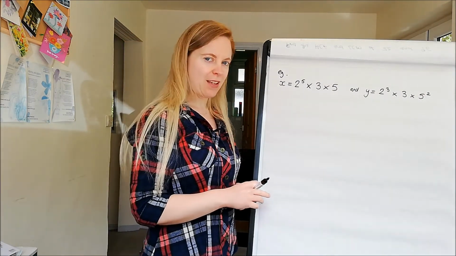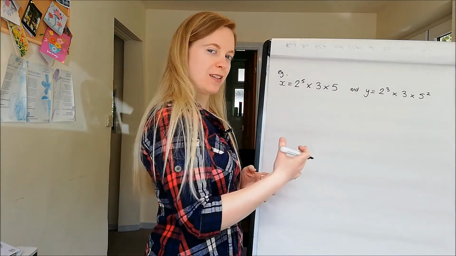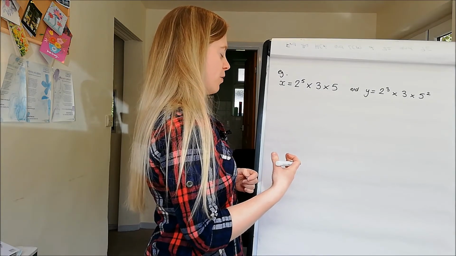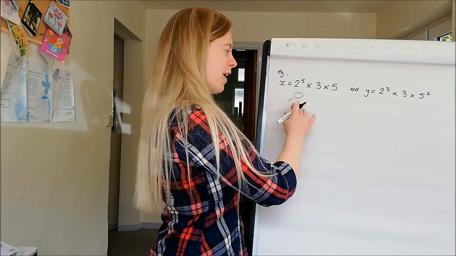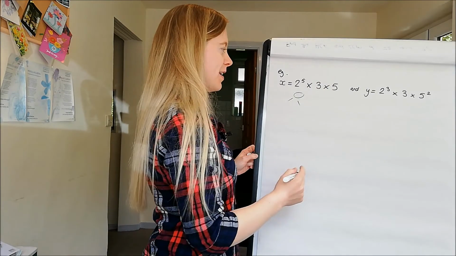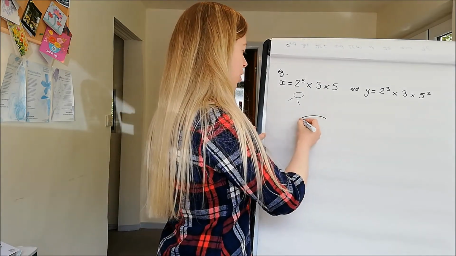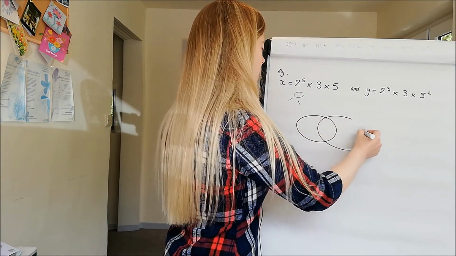Now, in this case, we don't have to make a factor tree, and we don't even need to know what the numbers x and y are, because the first bit that we normally do is we get the number and we break it down into a factor tree. We don't have to do that here because the factors are already given to us. So what we can do in this case is just draw the Venn diagram straight away without needing to make a factor tree.